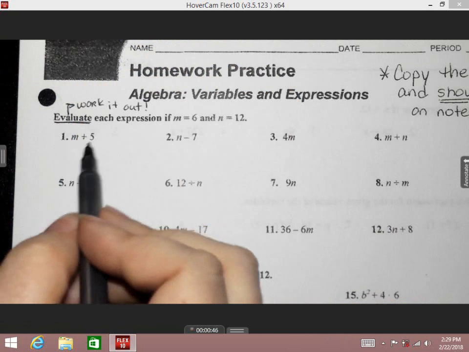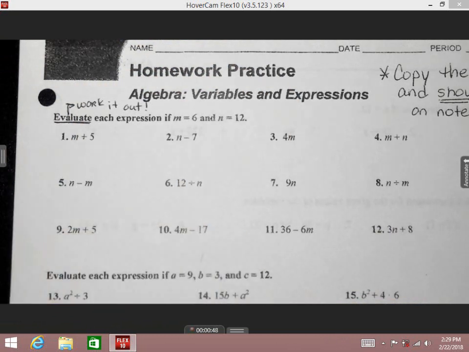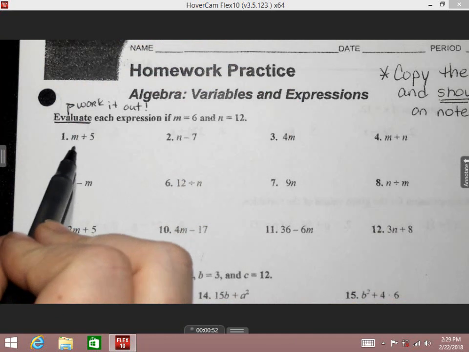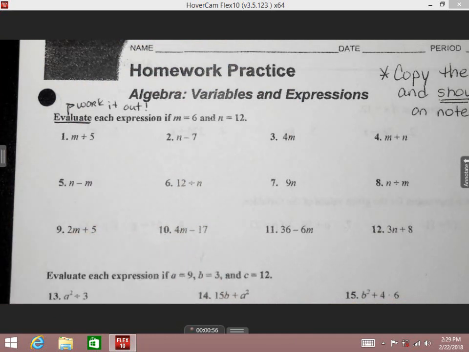Now, the problem is when I look at number 1 and it says m plus 5, guys, there is no way to add a letter and number. We do not want to add an actual m and an actual 5. They are two different things. One's a letter, one's a number. So when you saw that initially, we kind of thought, ooh, that looks a little crazy, because it is crazy.